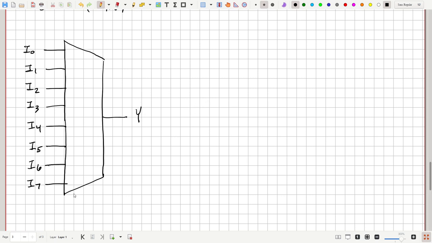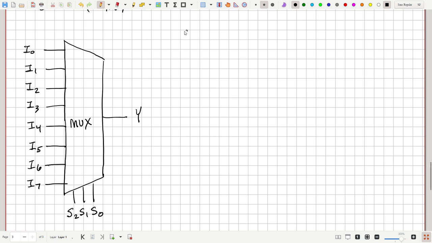And how many selection signals will we need? Well, we've got 8 inputs. 2 to the 3 is equal to 8, so we're going to need 3 inputs. We'll call those S2, S1, and S0. This is our mux.